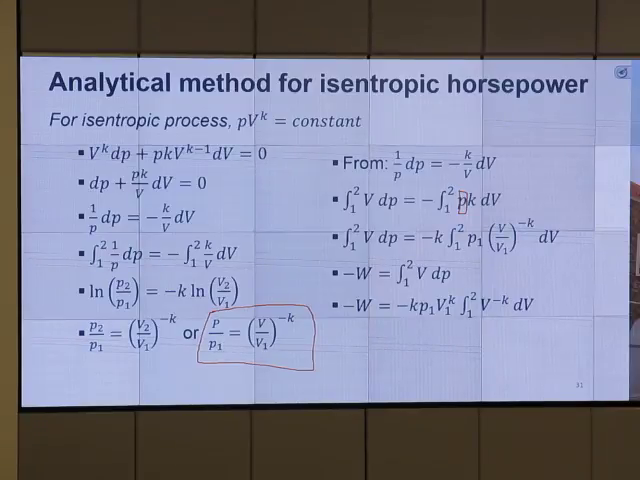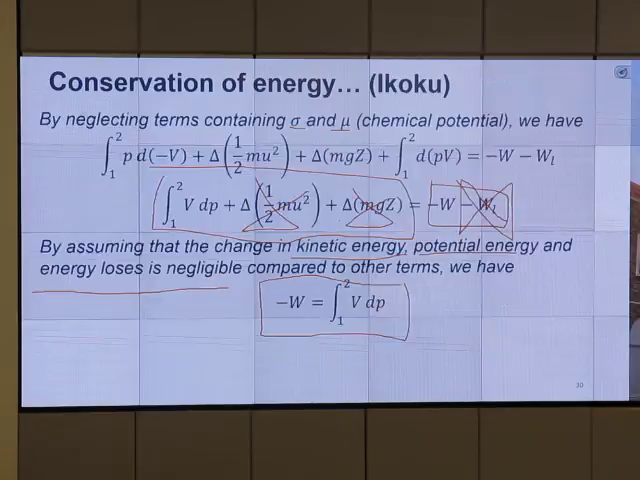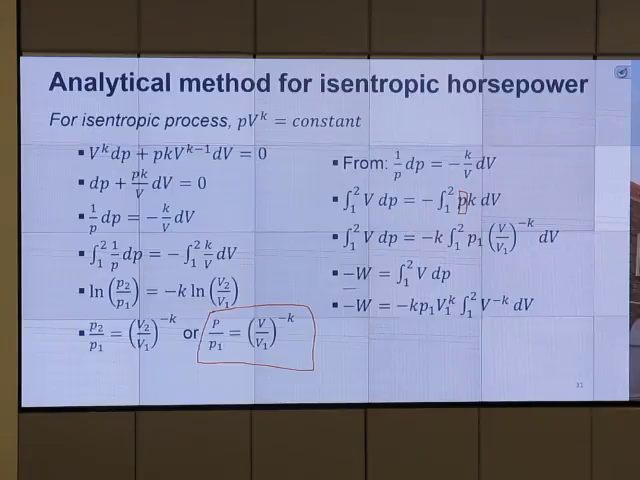And from conservation of energy, we know that minus W equals the integration from point 1, stage 1, to stage 2 of VdP, right? I substitute it back, I have this. Then for the integration of VdV, this time I use this relationship.